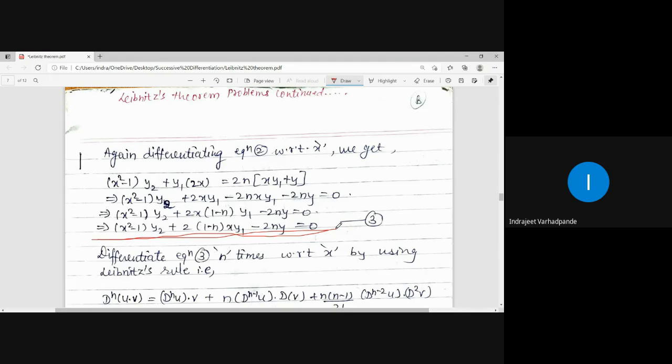Is the point understood? Kindly note down this result. This must be the answer. And differentiating this n times, applying Leibniz theorem will give you the given expected result. Clear?